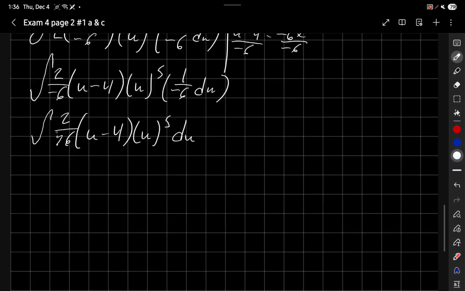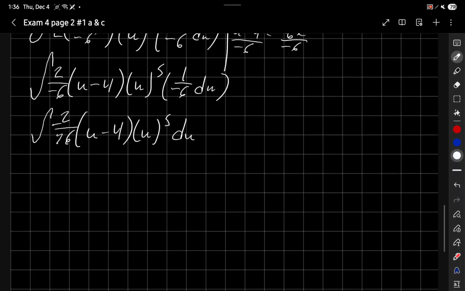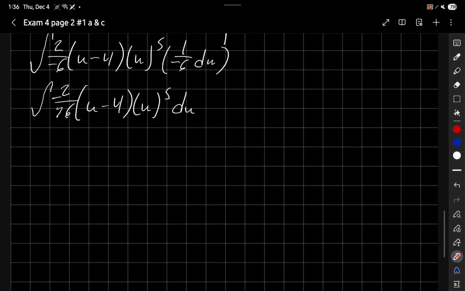And almost forgot the negative. This right here simplifies to negative 1 over 18. And because of that constant rule from before, the integral of a times f of x is equal to a times the integral of f of x, we can apply that same rule here. So that will become negative 1 over 18 times the integral of u minus 4 times u to the 5th du.